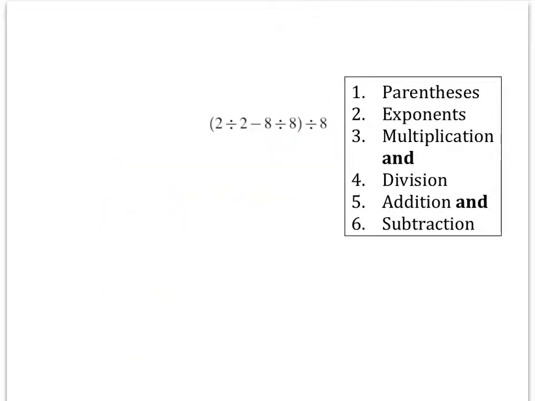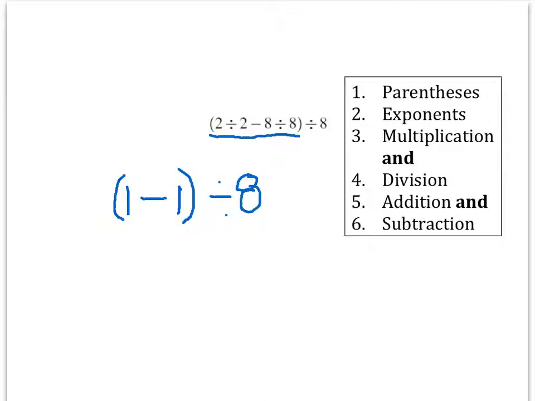Let's go ahead and solve this problem using PEMDAS. I have parentheses first, so I'm solving what is inside the parentheses, and I have division and I have subtraction, but I'm going to do my division first so that I can do subtraction second, since that's the order of operations. So I have 2 divided by 2, and I know that's going to be 1. And I have 8 divided by 8, and I know that's going to be 1. And then I have divide by 8 on the outside of parentheses.